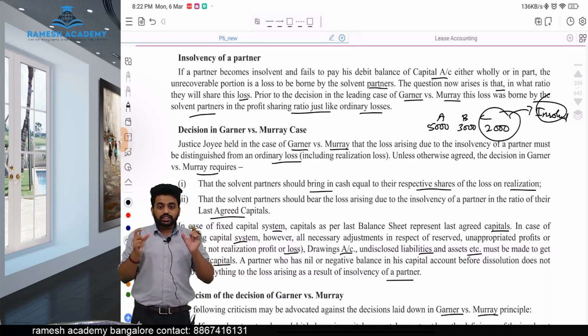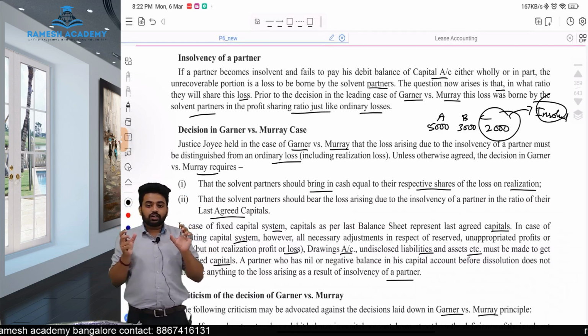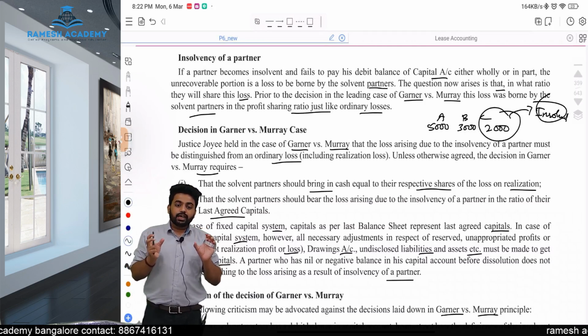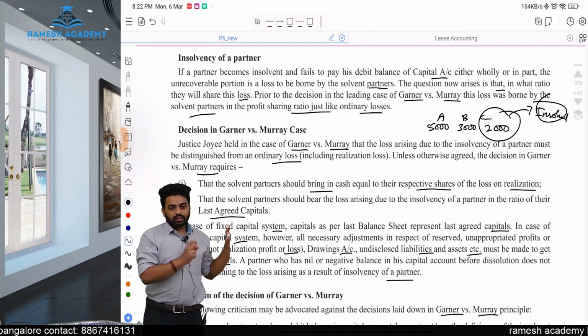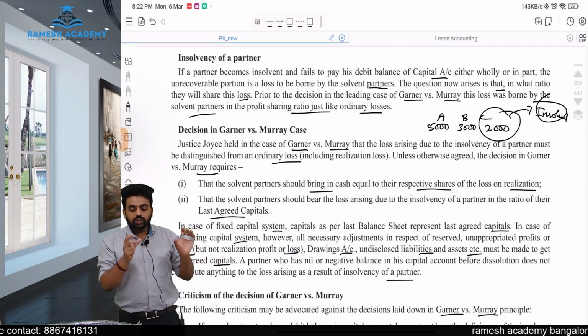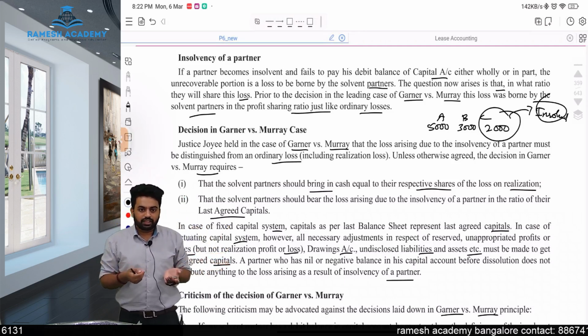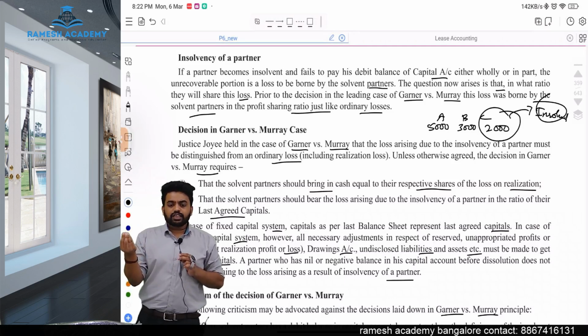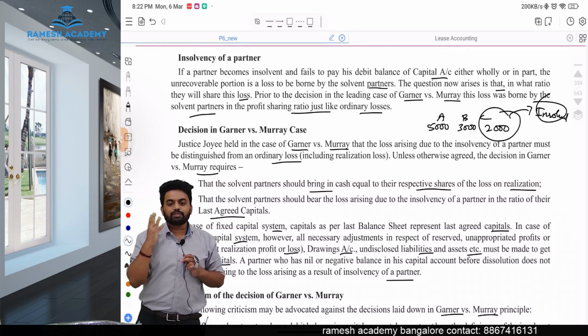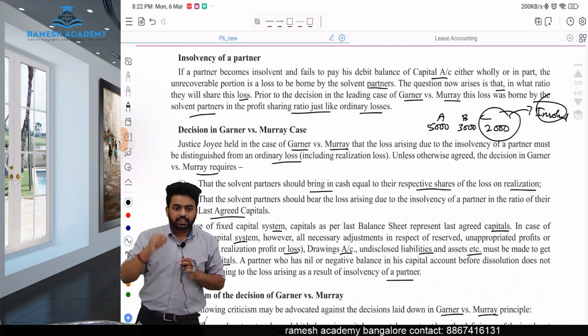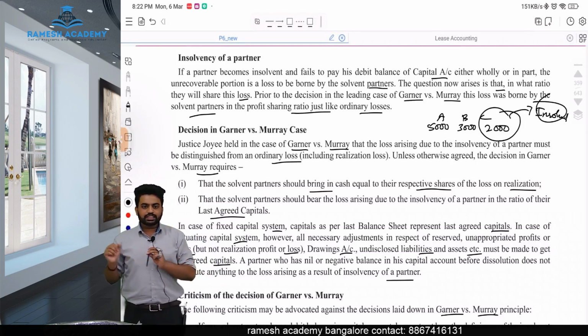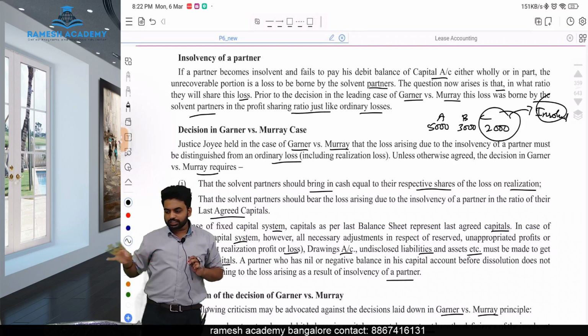After all the adjustments, A and B, who are the solvent partners, should pay C's money. Whatever C has to pay to the firm, A and B should compensate that. In between, C's estate might give you some money, for example 50,000 or 60,000. That is the maximum you can recover. At that time one entry will come: bank account debit to C's capital account.